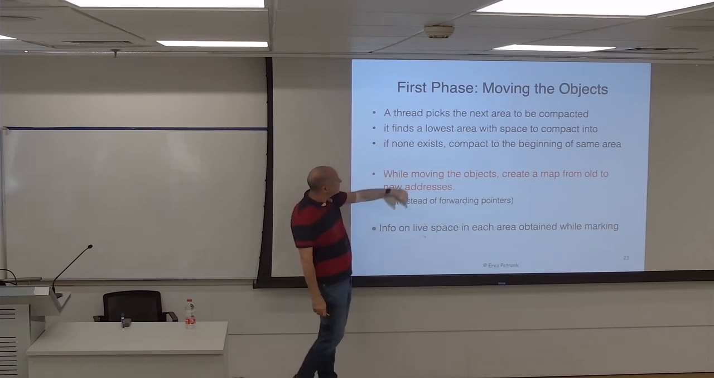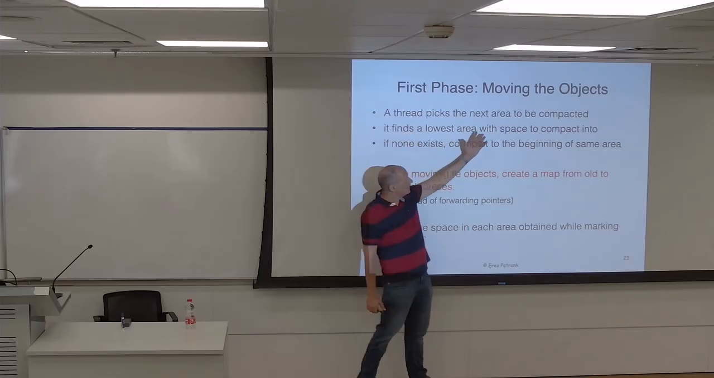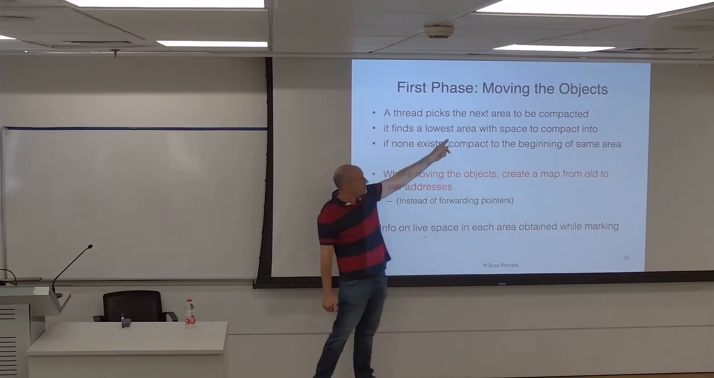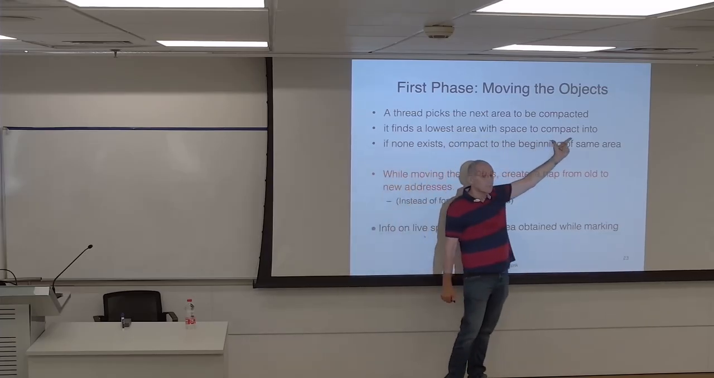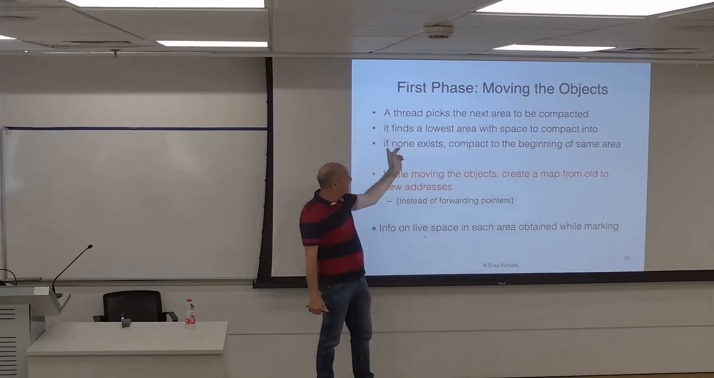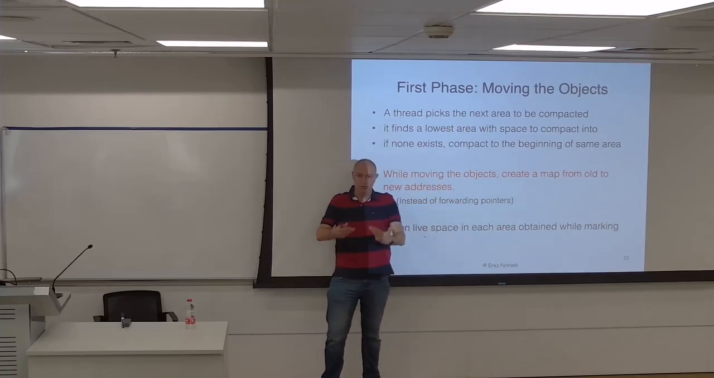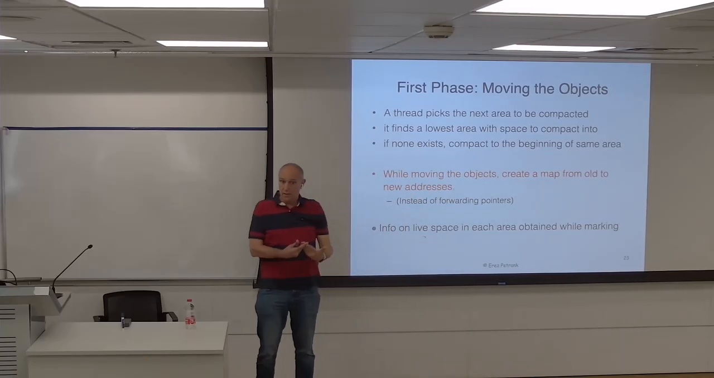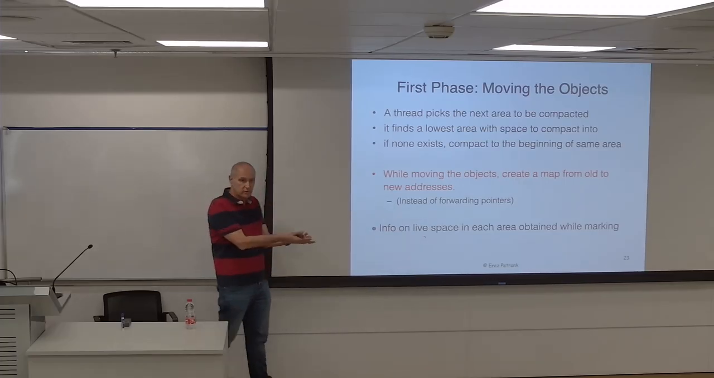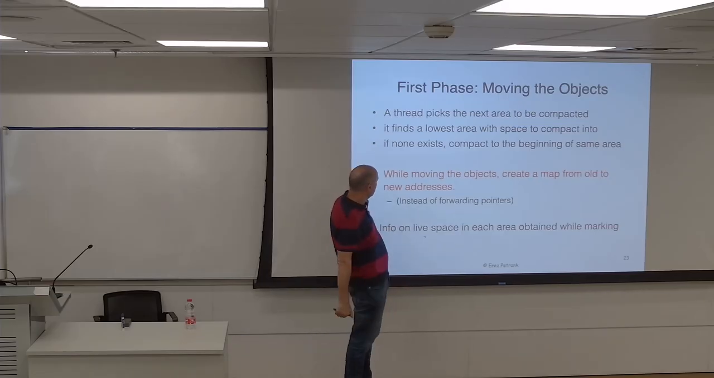How do you do it? In the first phase, what is the process? You take an area to be compacted, you find the lowest area with space large enough to compact into, and then if none exists, you just compact to the beginning of your own area. If there is another area to compact into, then you just compact into that as your output area.